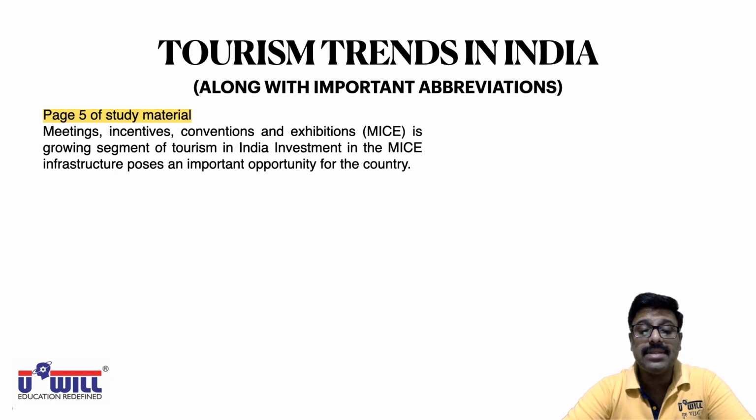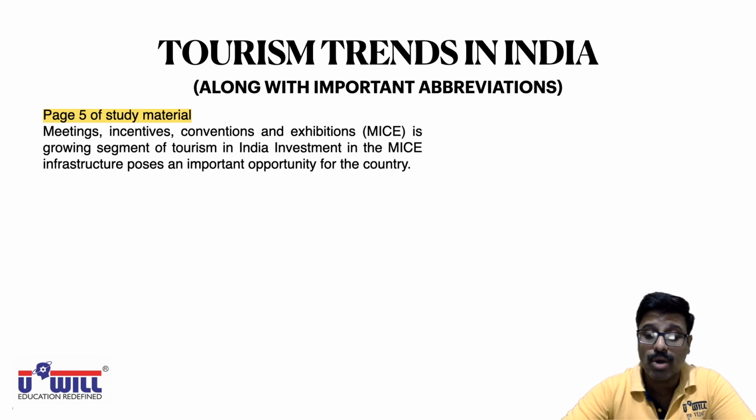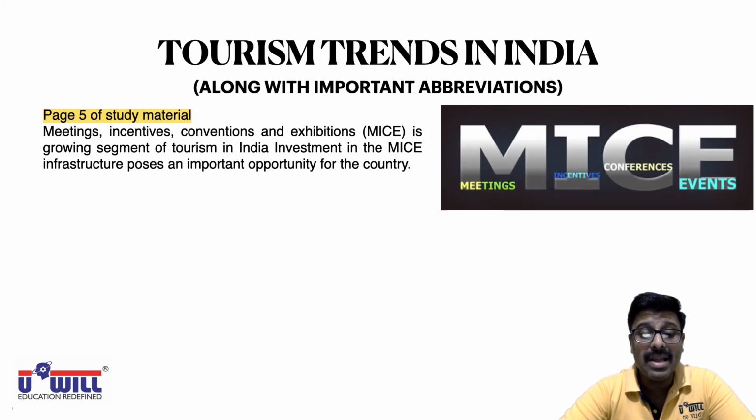Meetings, incentives, conventions, and exhibitions: MICE. There's a full form of MICE. Note down this full form in the notebook. MICE stands for what? M stands for meeting. I stands for incentives. C stands for conventions. Don't write conferences.